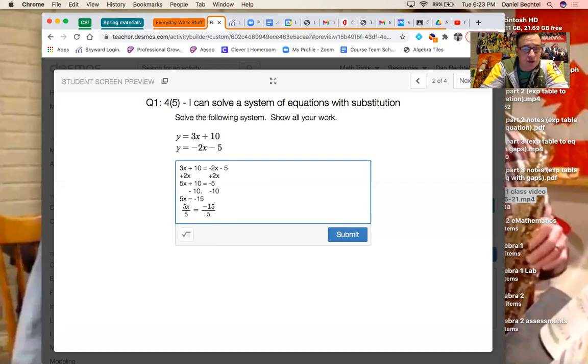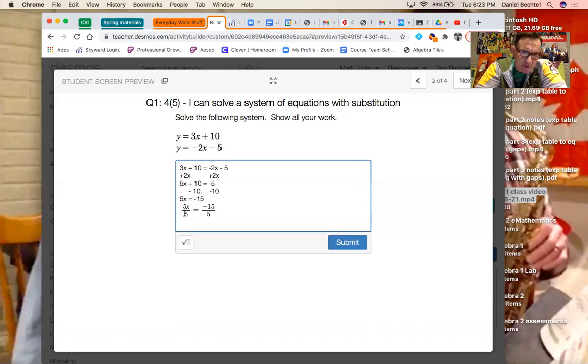Now I'm done, so I'm going to do return, and that takes me out to the side. I'm going to do return again below here. Here, the 5 and the 5 will cancel each other out. That'll give me an x. Here, negative 15 divided by 5 is going to give me a negative 3 as my answer for my x value. So I'm halfway there. I've got the x now.